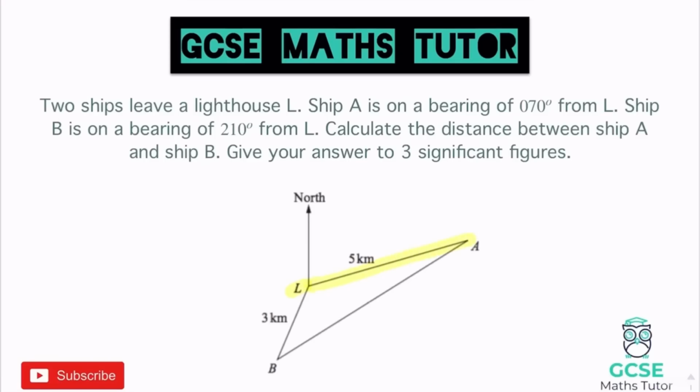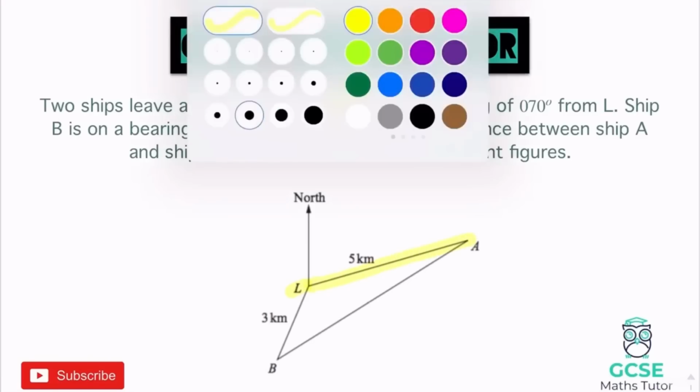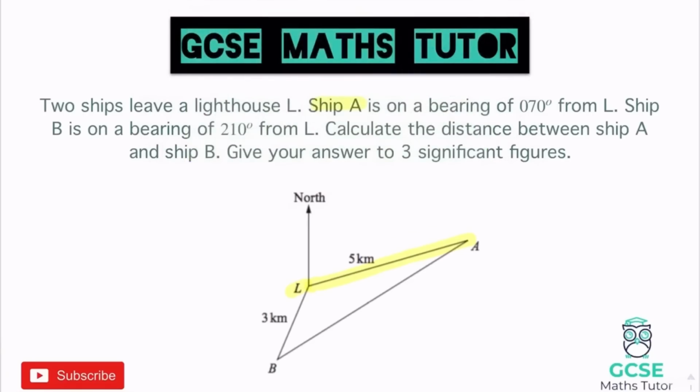And then it says, and let's just highlight that, so ship A, and then we've also got ship B, and it's on a bearing of 210 degrees from L, and that's going down here, this 3 kilometres there, down to B. And it says calculate the distance between ship A and ship B, and give your answer to 3 significant figures. So it wants the length of this line here, A to B.